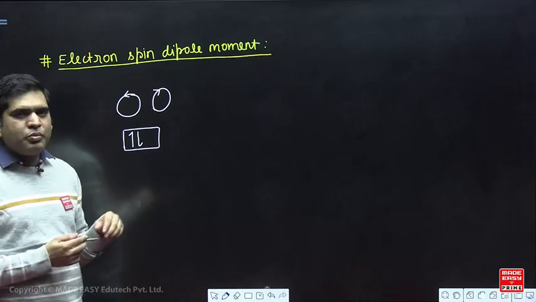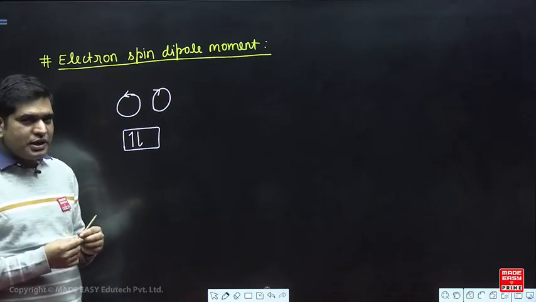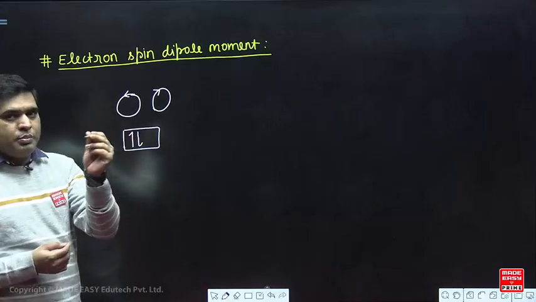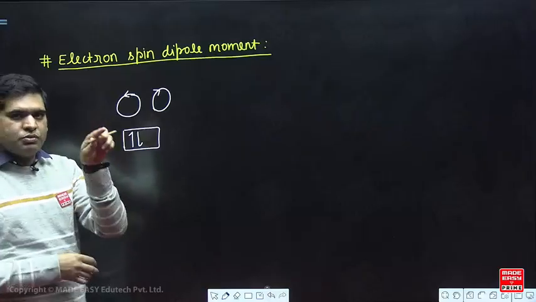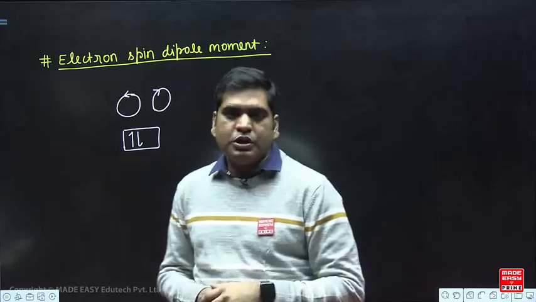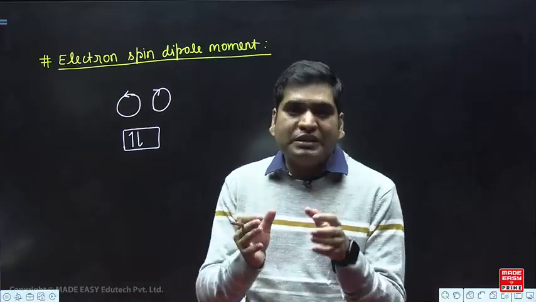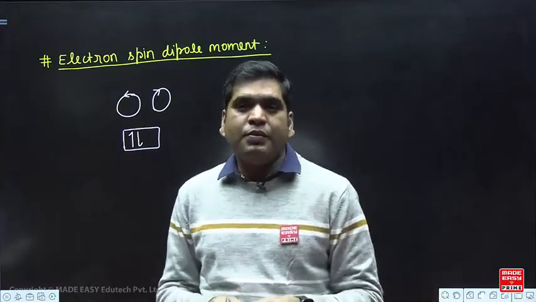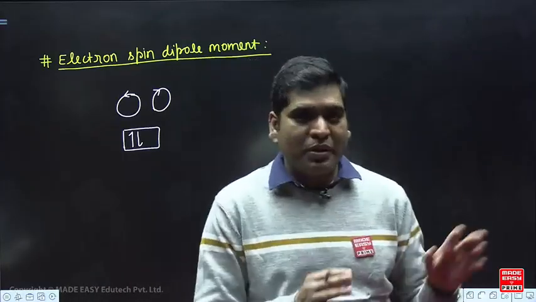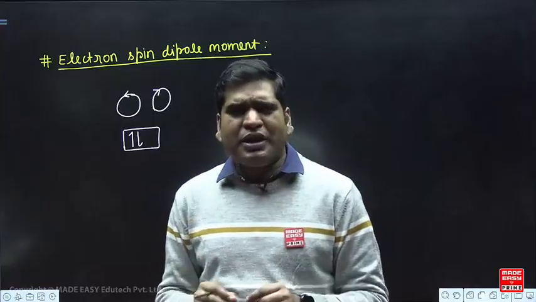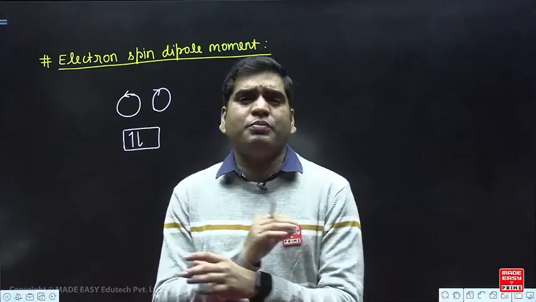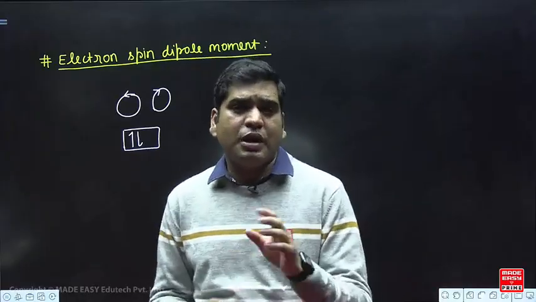So if any state is paired, it has two electrons, one contributing dipole outside and one inside, and they cancel each other, so the net dipole moment would be 0. Elements which have completely paired electrons have 0 net spin dipole moment, and we say that they do not carry any permanent dipole. Although they have some dipole because of those two other factors, they are negligible, so neglected. So we say that we do not have any permanent magnetic dipole.